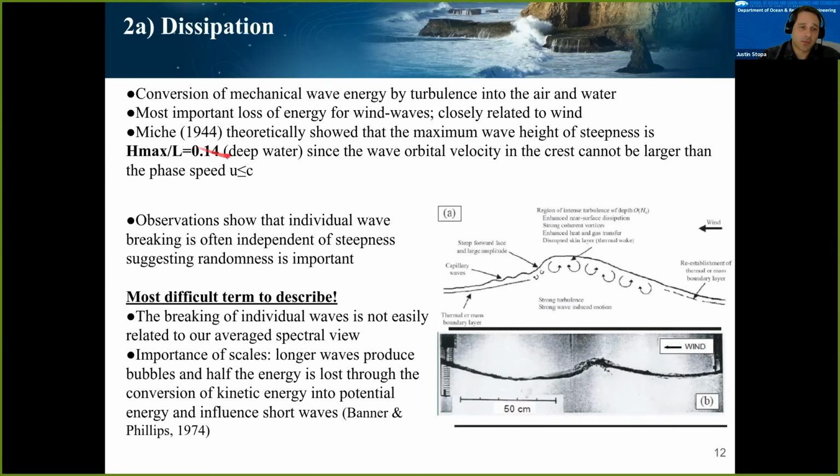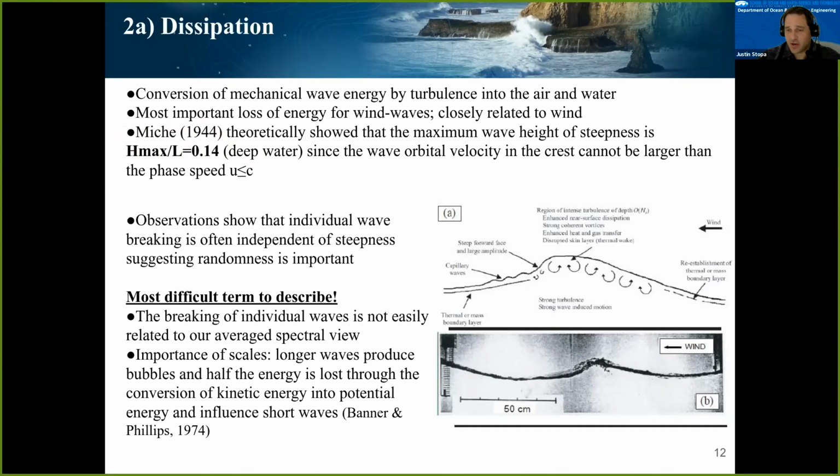So mathematically, we would say U has to be less than or equal to the celerity of the wave. This means a particle cannot fly off the ocean surface, and if it does that, the wave will break. And he came up with, just using linear wave theory, that our maximum steepness is 14%. So H over L here is 0.14, and that's just an upper limit. That really doesn't help us much in modeling, because waves in the ocean never hit that limit. They actually break way before this 14% limit.